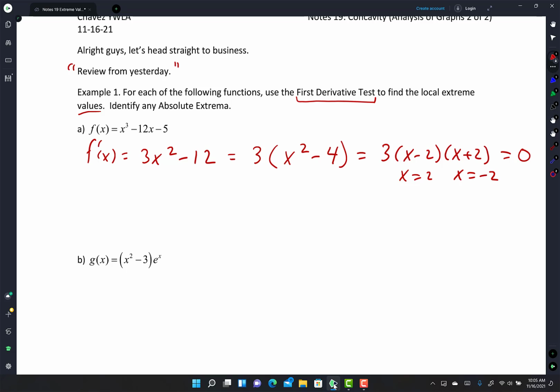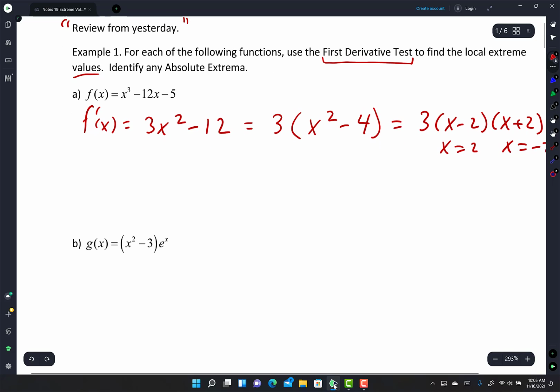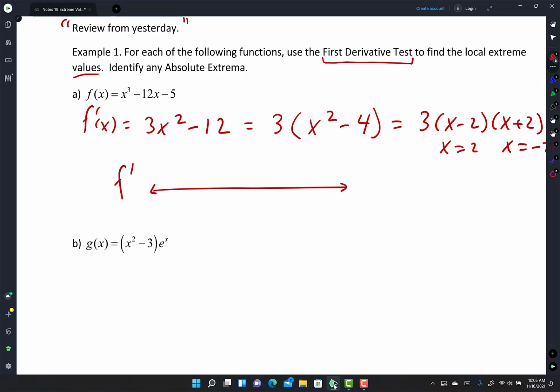Are we okay with that? Then I'm going to do a number line. Call that number line f prime, with negative 2 and 2 marked. I'm going to plug in values into the derivative, not the original, into the derivative. All you care about is the sign. You do not care about the actual value. Right, Gomez?